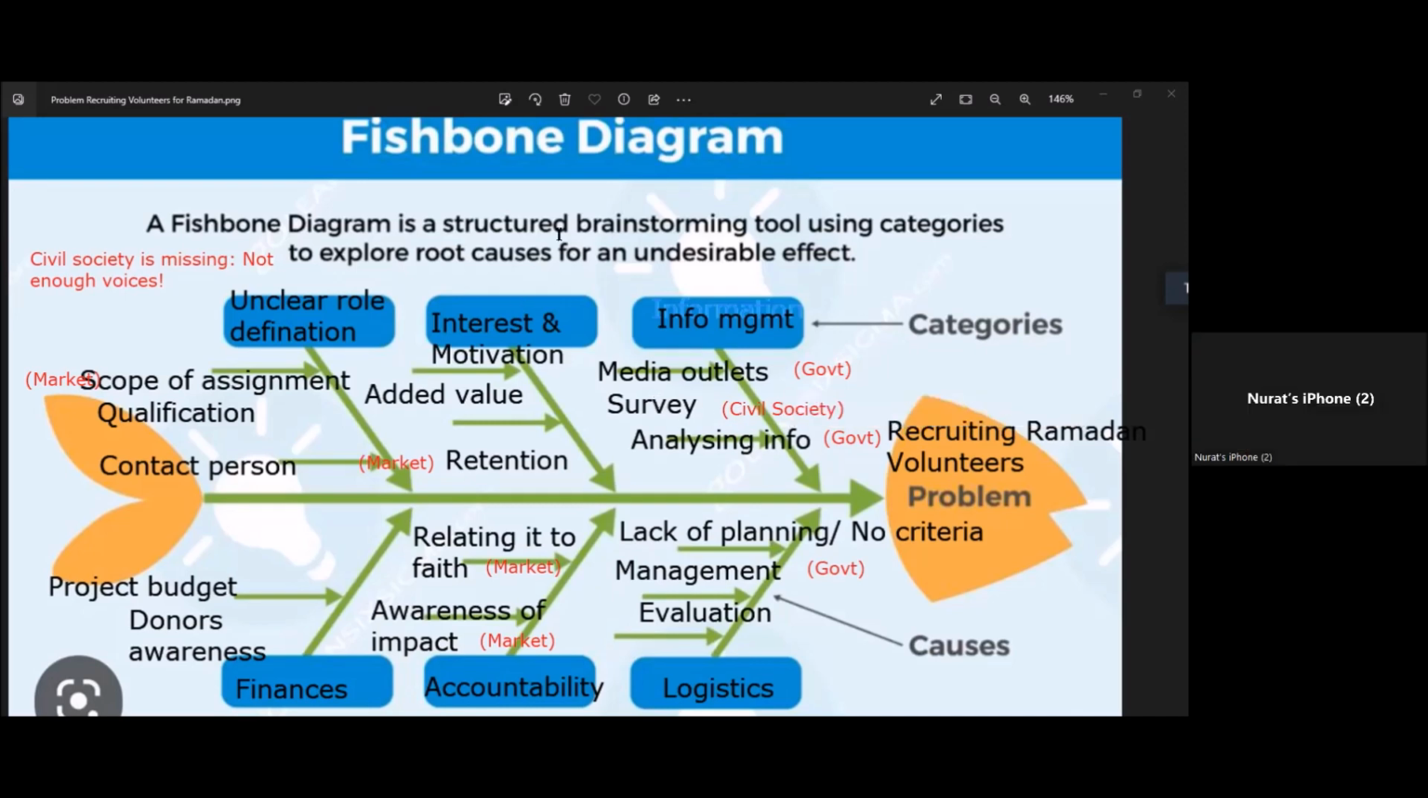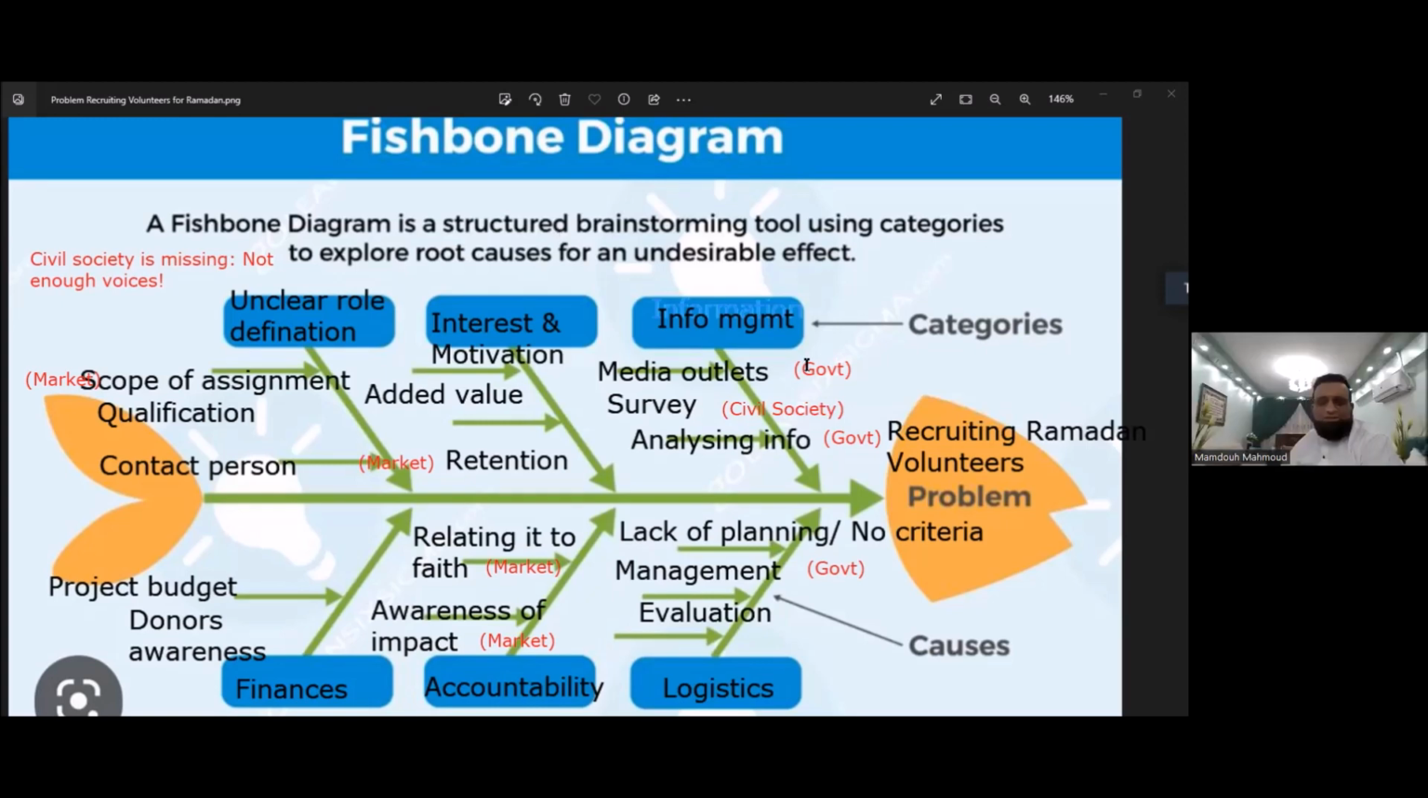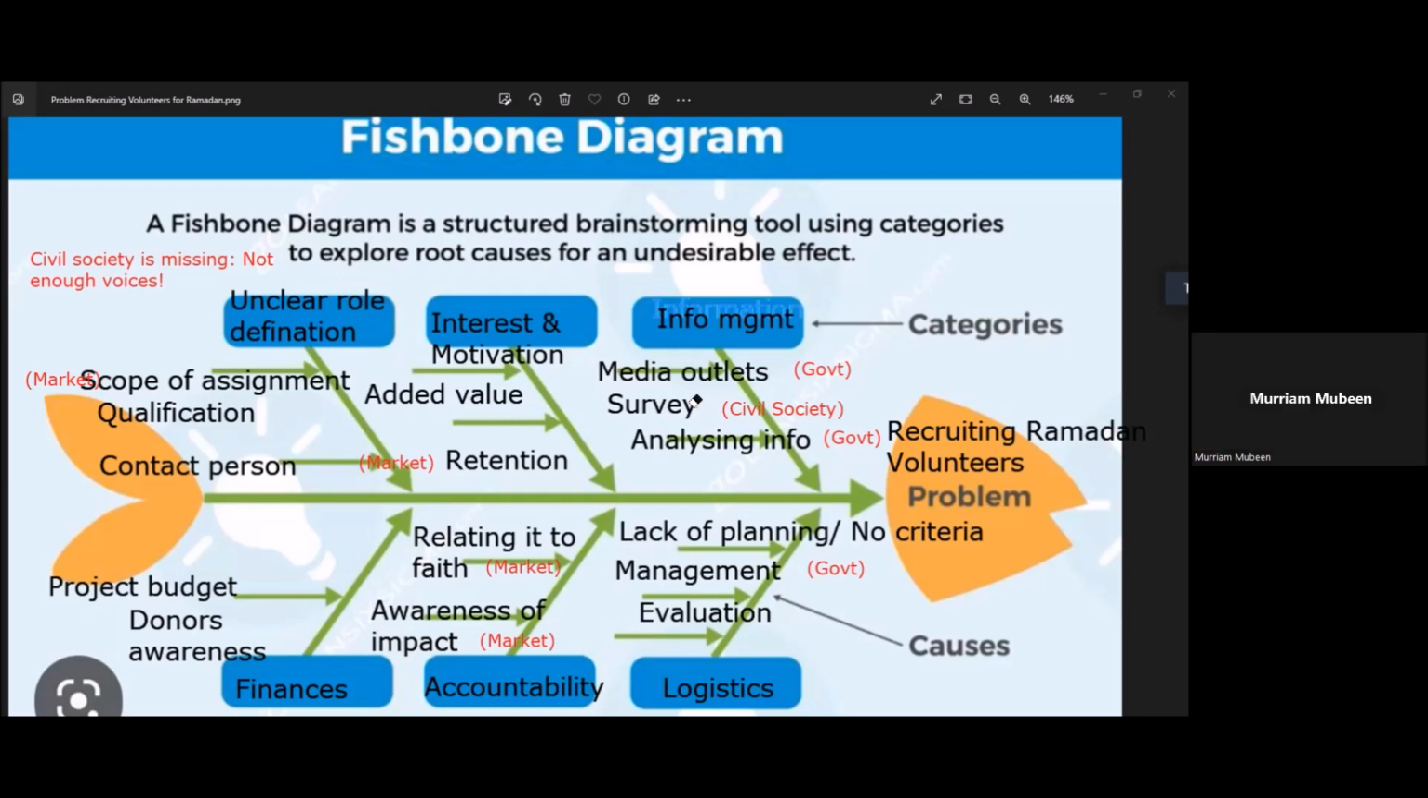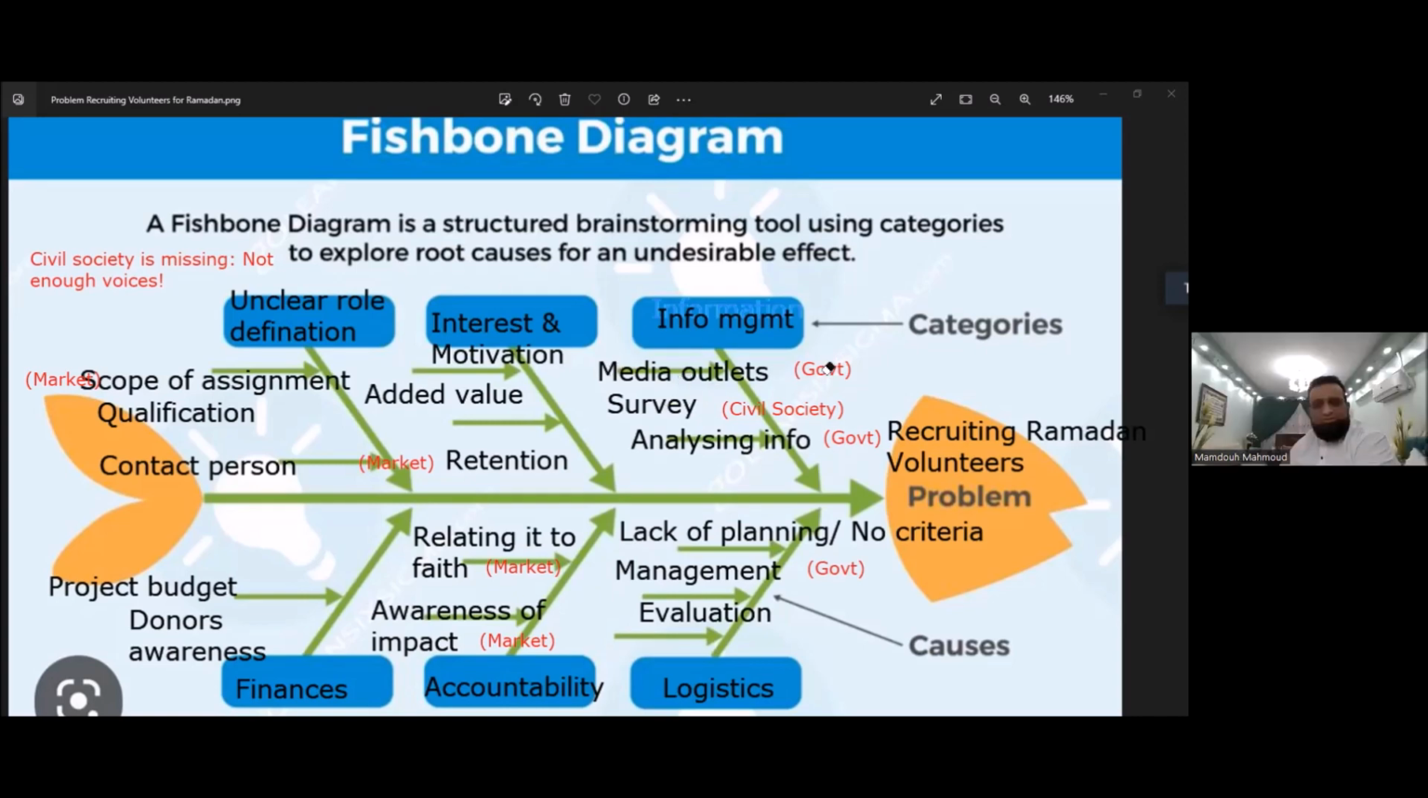Was survey the different one, or was media outlets survey one? So media outlets was 1 and survey was 1, or media outlets and survey was 1? They were both separate. It was more like media channels and then surveying people. Okay, let's do media outlets only then, because media outlets will result in surveys, right? Yes. So let's highlight the media outlets. The word media outlets, yeah, let's highlight that one.